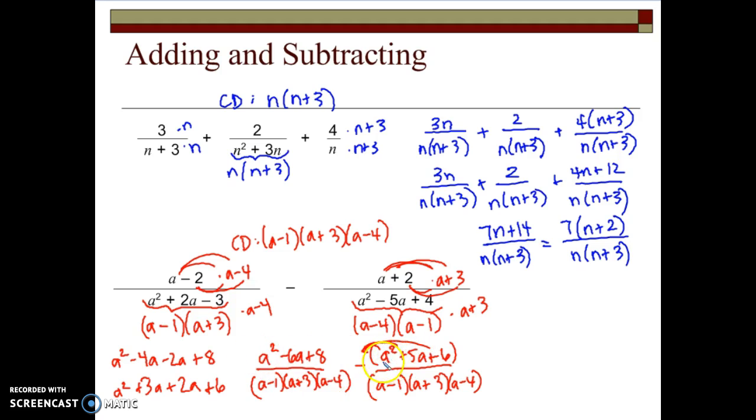So I have a squared minus a squared, so they cancel. Negative 6a minus 5a is negative 11a. And 8 minus 6 is 2. And this is all over a minus 1, a plus 3, a minus 4. And there's nothing to simplify up here or to factor out, so then I just leave my answer as is with this big denominator.